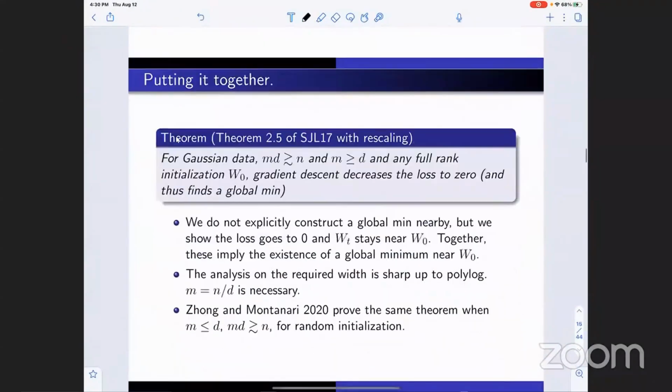So if you put this together, what this theorem guarantees is that if you have Gaussian data, truly the minimal overparameterization, right? M times D is just the number of trainable parameters. It's like MD bigger than N log N or something. And M is bigger than D. You use any full rank initialization, you decrease the loss to 0.